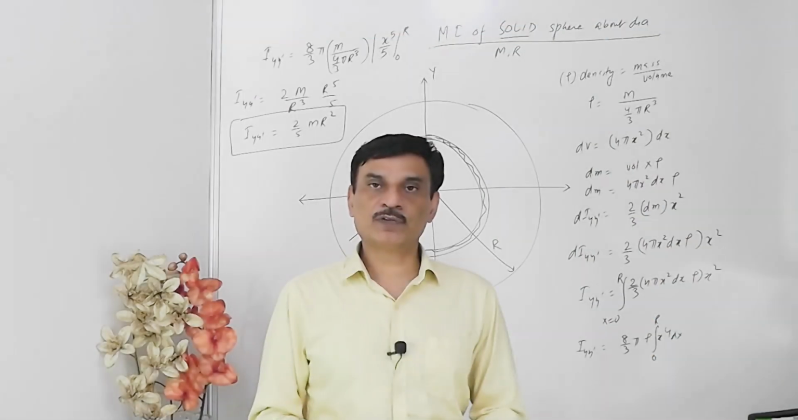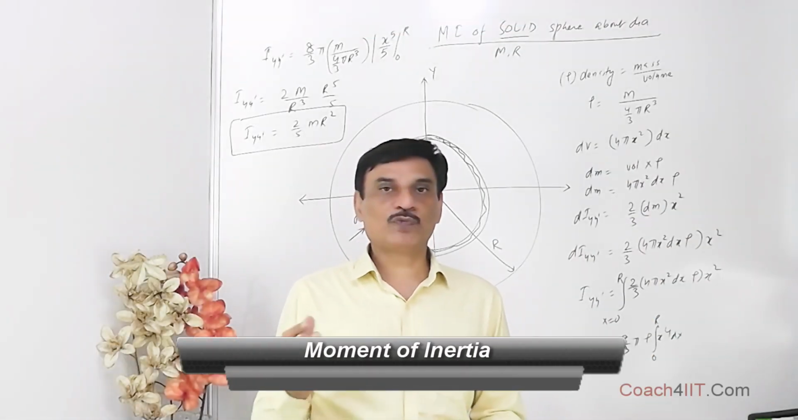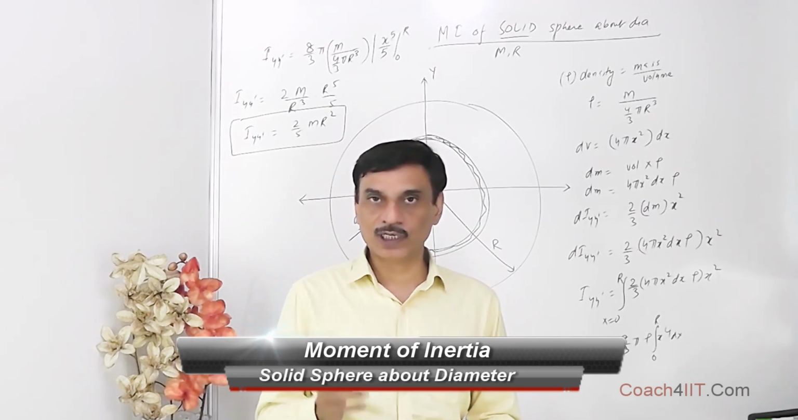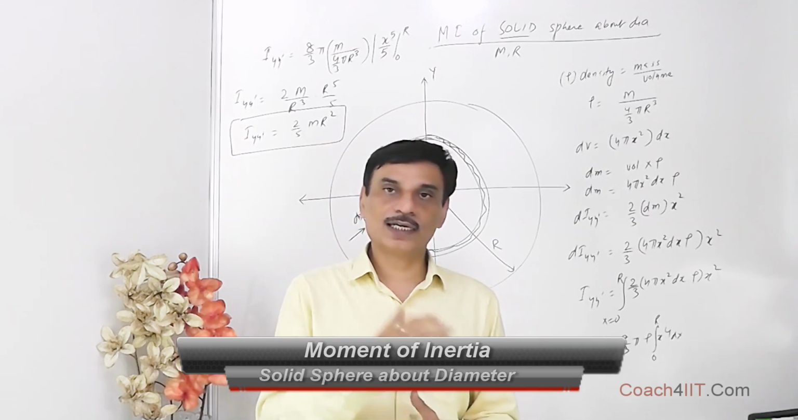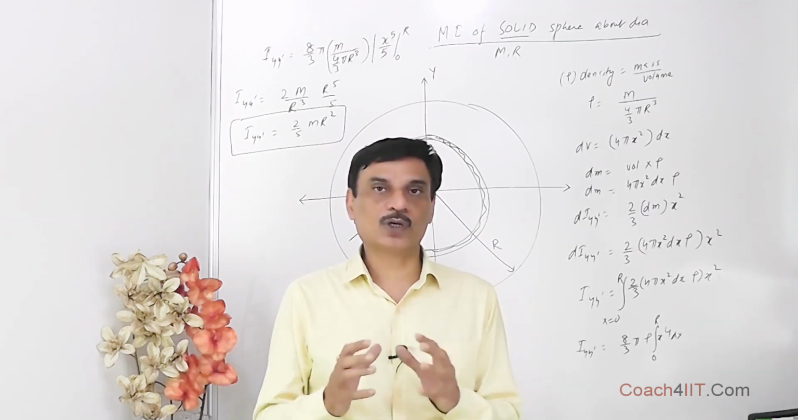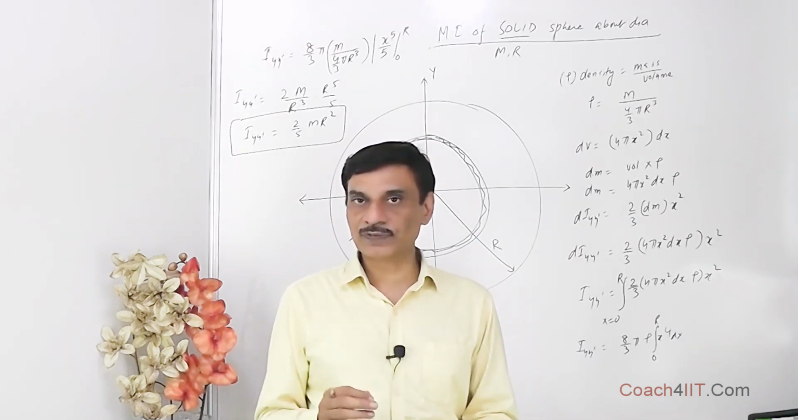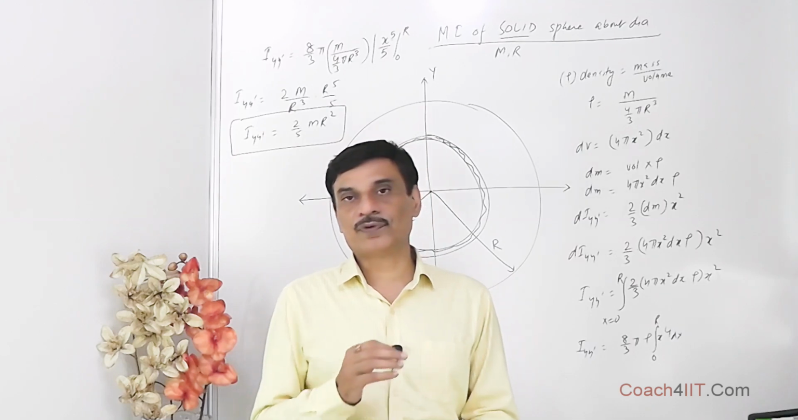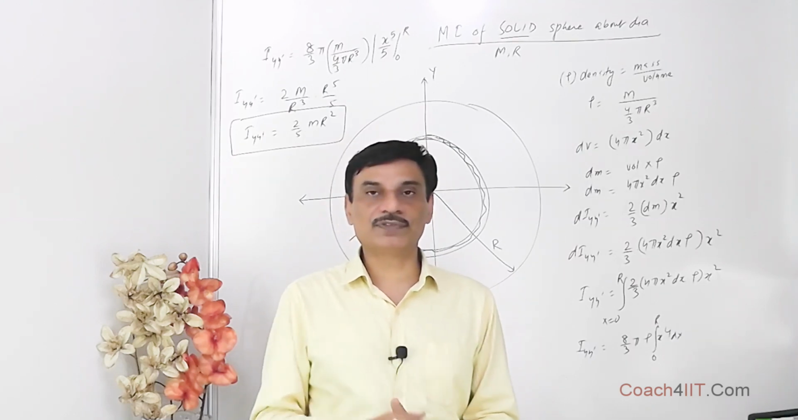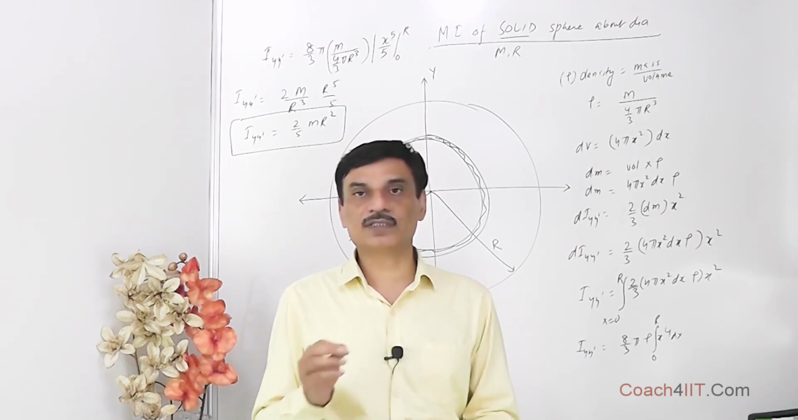Let's find the moment of inertia of a solid sphere about any diameter. To find the moment of inertia of a solid sphere, like a cricket ball, note that earlier we did a hollow sphere, like a tennis ball. To find the moment of inertia of a solid sphere of mass m and radius r, we shall make use of the previous result: the moment of inertia of a hollow sphere about a diameter is 2/3 mr².